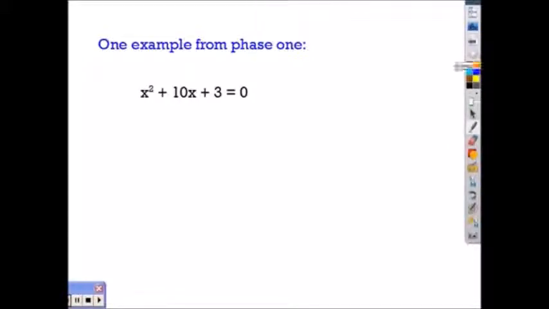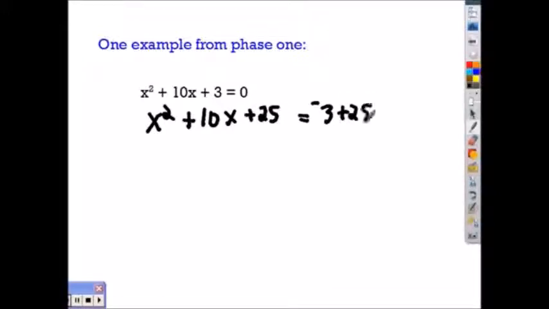So first thing I want to do is to write this equation like this, where I get this 3 on the other side by subtracting 3, and I want to complete the square. If you remember, we'll take half of 10 and get 5. 5 squared is 25. So I'm going to add a 25 right here. So I have to add 25 to the other side of the equation to balance it out. So now my left side is a perfect square trinomial, and when I factor it, I get x plus 5 squared. And then over here, negative 3 plus 25 equals a positive 22.